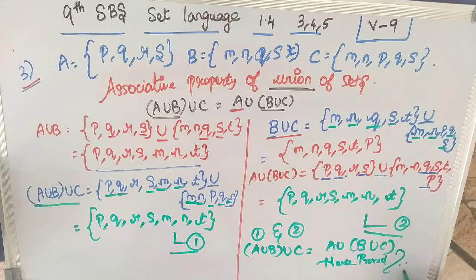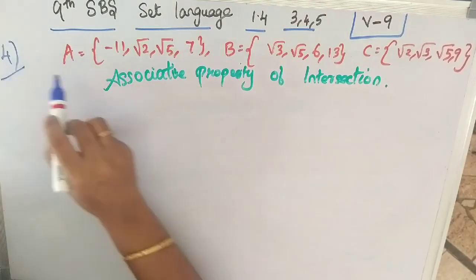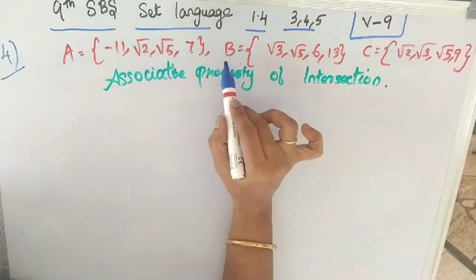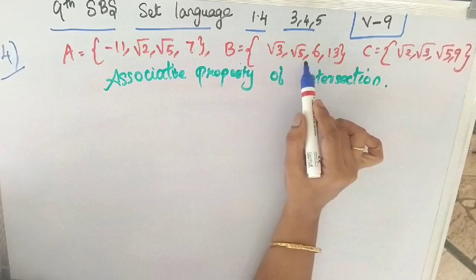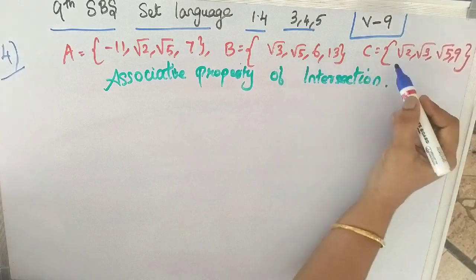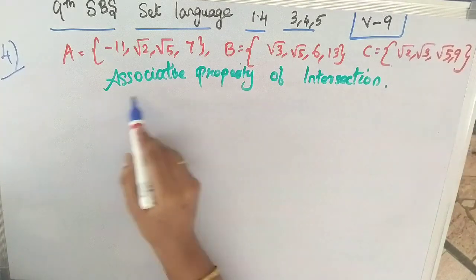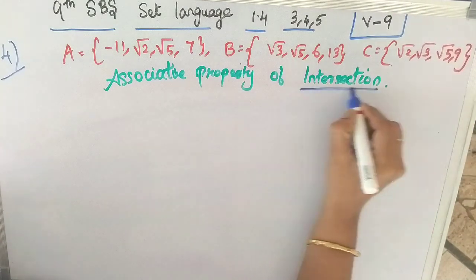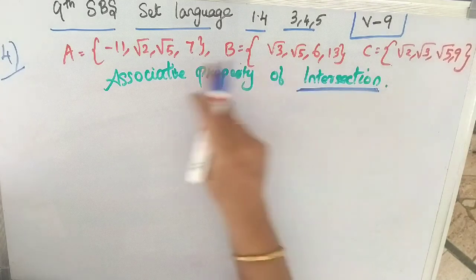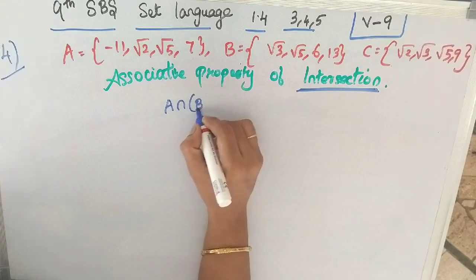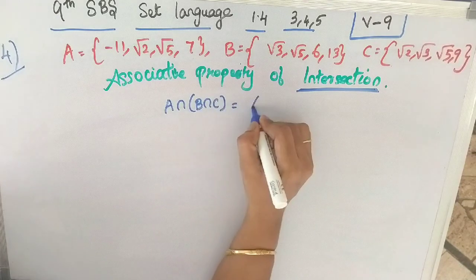Clear? Any doubts? Okay. Now let's go to the fourth question. Here A is equal to minus 11, root 2, root 5, 7. B is equal to root 3, root 5, 6, 13. C is equal to root 2, root 3, root 5, 9. We have to prove the associative property of intersection. Note the point. Associative property of intersection.